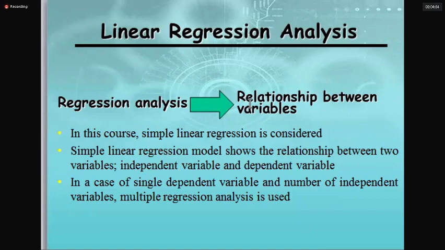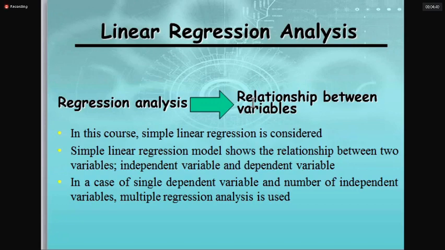Now, when we take two variables, there are many kinds of relationship between those two variables. Sometimes there can be positive relationships. Positive relationship means if the value of one variable increases, the value of the other variable also increases. So that is called the positive relationship. There can be negative relationships also. Negative relationship means if the value of one variable increases, the value of the other variable decreases.